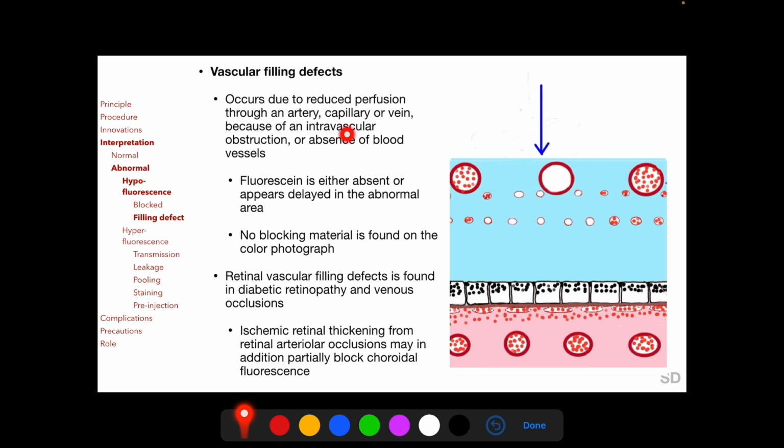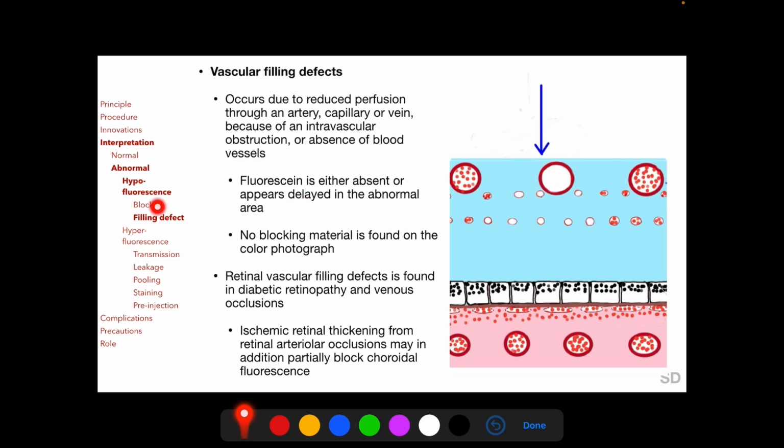Hypofluorescence from vascular filling defects occurs due to reduced perfusion through an artery, capillary, or vein, either because of an intravascular obstruction or because of absence of these blood vessels. Absence of blood vessels occurs in retinopathy of prematurity. So in this area, fluorescein is either absent or appears delayed.